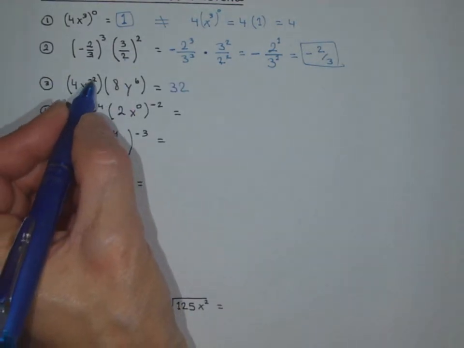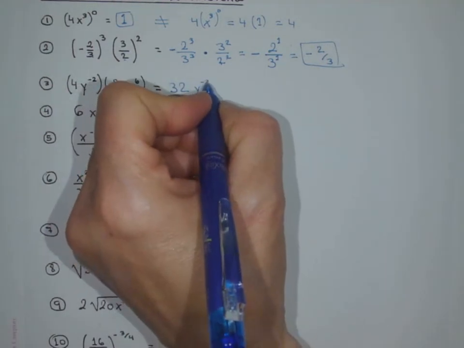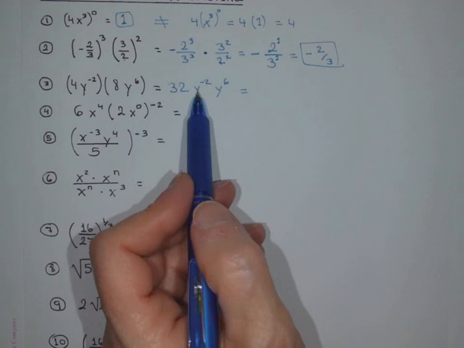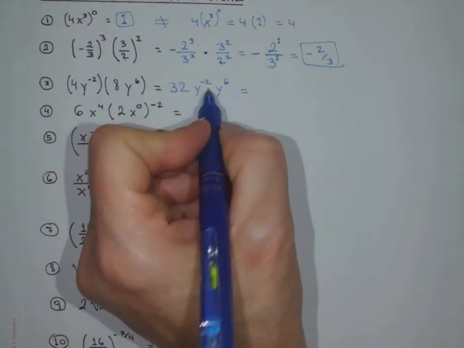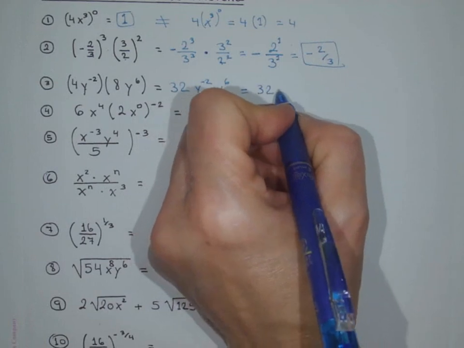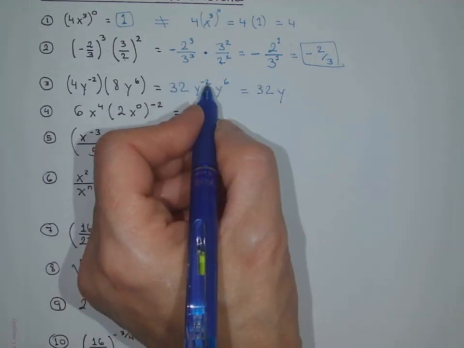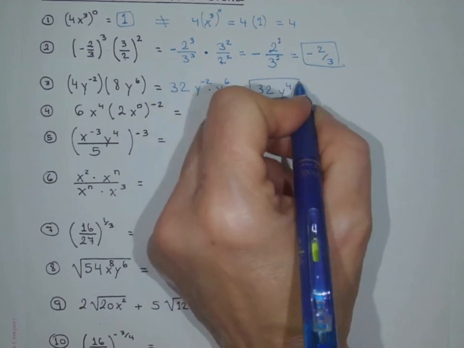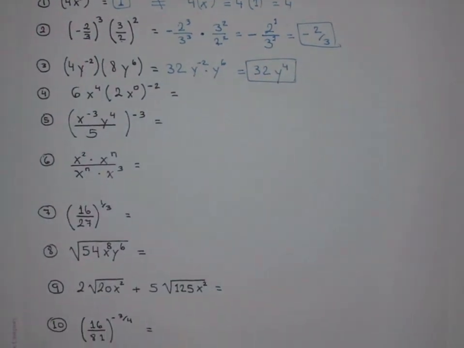And then we have a y to the negative second and a y to the 6. So I'm going to write them like that. We multiply the same bases, right? That's a multiplication between them. So we're going to add the exponents. So 32 times y to the negative 2 plus 6, that's a positive 4. And that will be the answer.